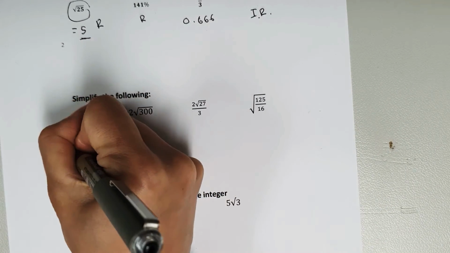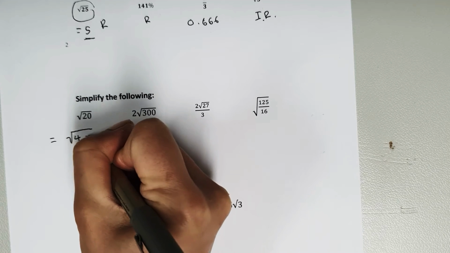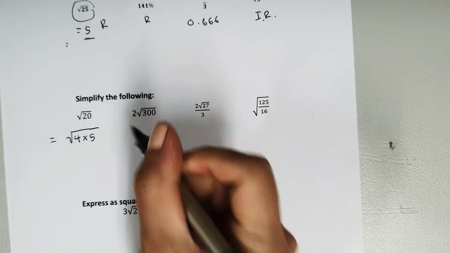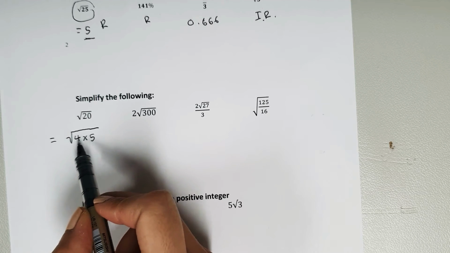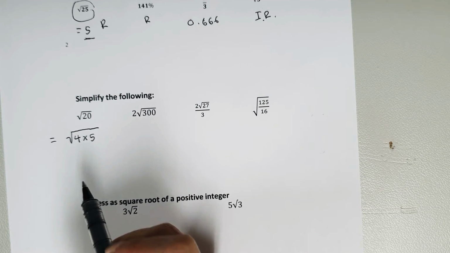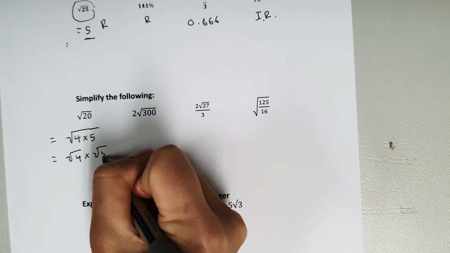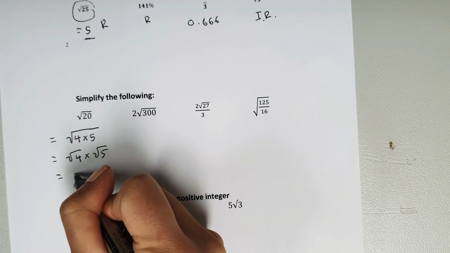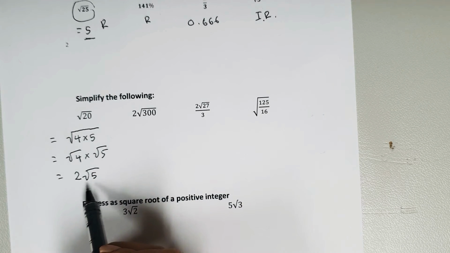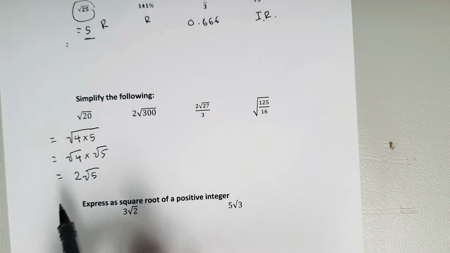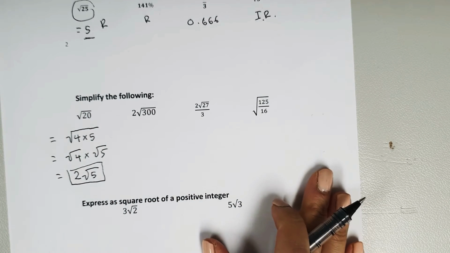So we can go square root of 20 is the same as square root of 4 times 5. Now the reason why I chose 4 times 5 instead of 10 times 2 is because 4 is one of those numbers I can take the square root of. So this can be written as square root of 4 times the square root of 5, and the square root of 4, as we know, is 2, and we just write the square root of 5 there because we can't simplify that anymore. So that is the surd written in its simplest form.